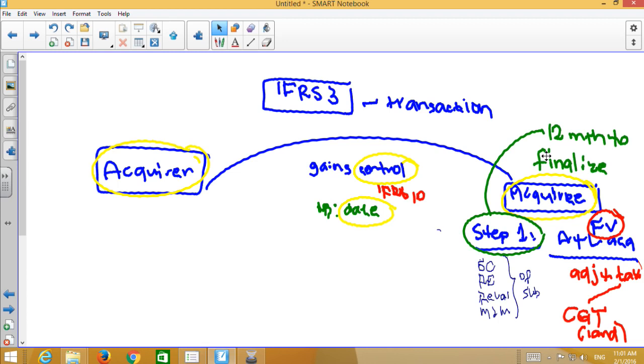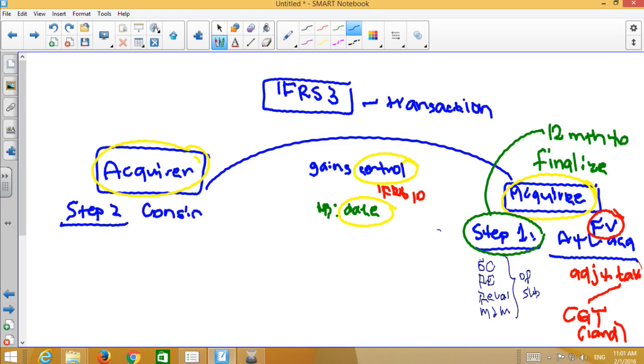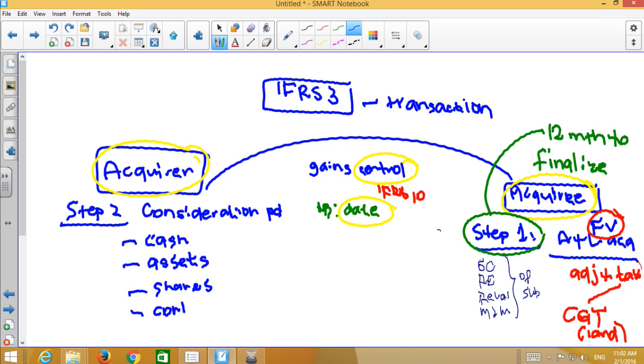Okay. Step 2 is then to look at what am I paying? Consideration paid. I can't remember if this is something that we talked about at second year level. But consideration paid for an acquisition can be and is mostly cash, but can also be assets, can also be shares, can also even be a contingent consideration, a later consideration that I'm going to pay based on something happening.